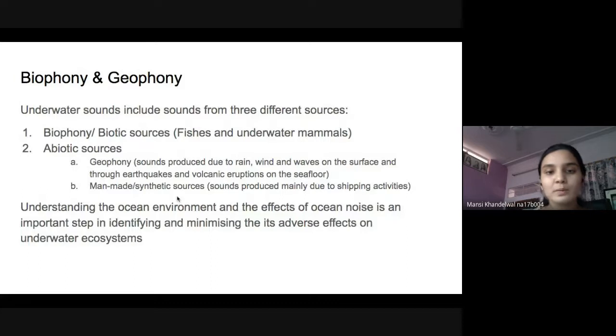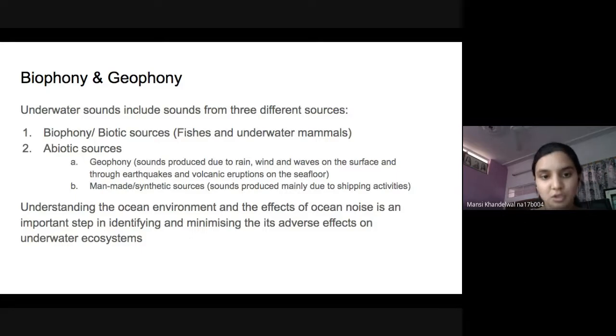Right. So now when we're talking about soundscapes and the sounds produced within the soundscape, it's made up of two kinds of sources. One kind of source is the biotic source, which includes sounds coming from fishes and underwater mammals. So anything living that produces sounds would be classified as a biotic source. And then there are abiotic sources of sound, which are again classified into two categories.